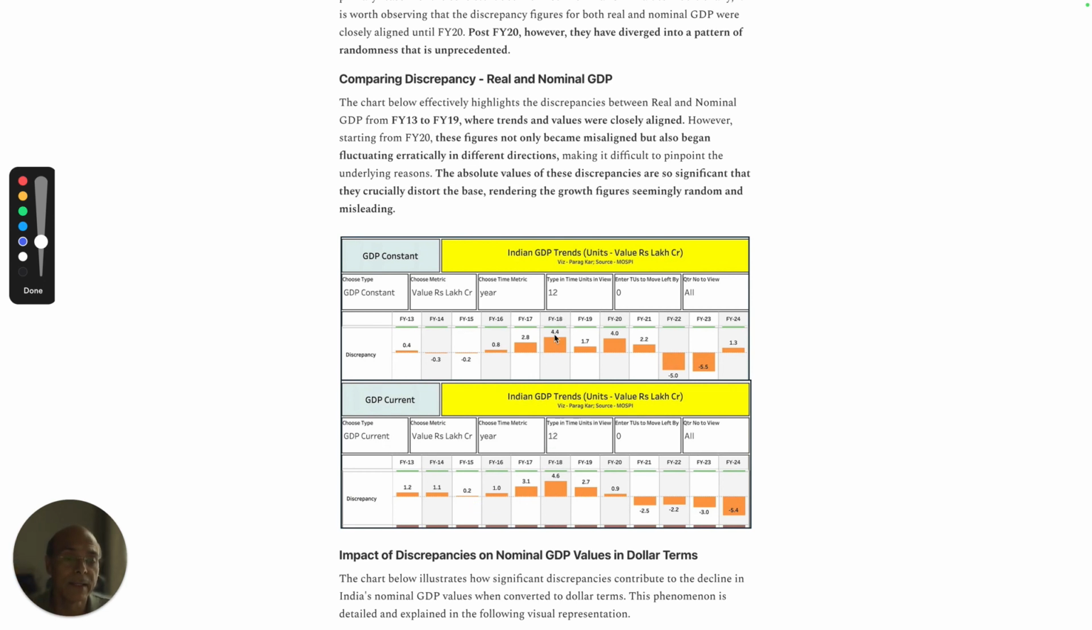If you see FY18, the discrepancy was 4.4 lakh crores as far as the GDP constant is concerned. Now for GDP current, the discrepancy was 4.6 lakh crores.